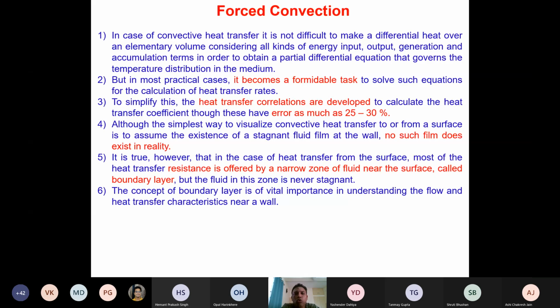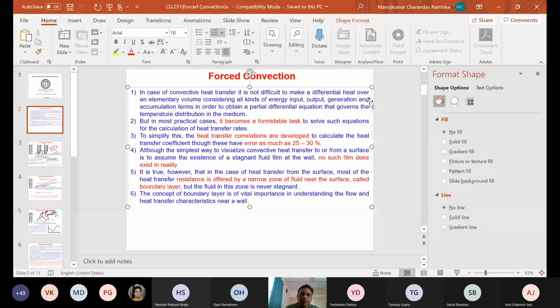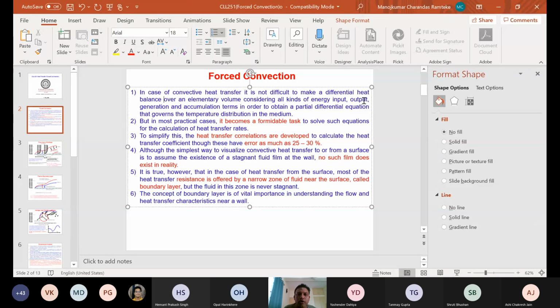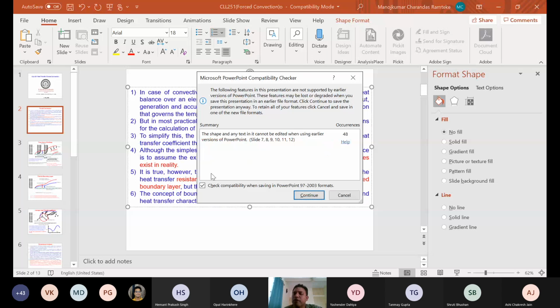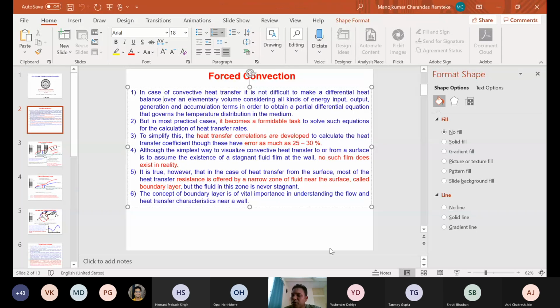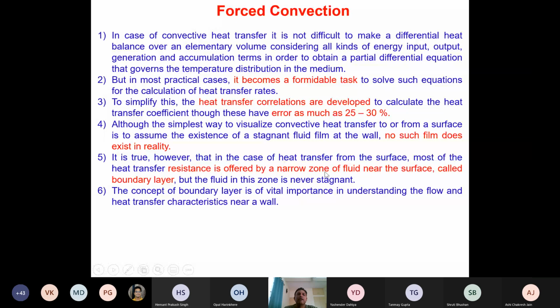In case of convective heat transfer, it is not difficult to make a differential heat balance over an elementary volume, considering all kinds of factors like input, output, generation, accumulation, etc. Because that is going to give me the differential equations or partial differential equations that govern the distribution of the temperature in the medium. That is not the difficult part. Modeling is not a difficult part.